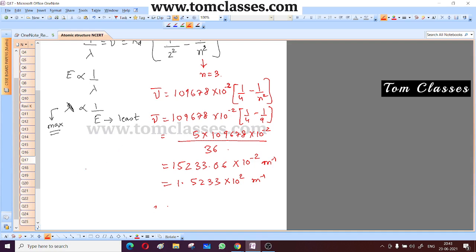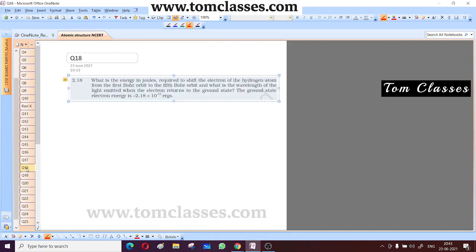Okay, then let's try to do the next question. So we'll move on to question number 18. Let's see this. What is the energy in joules? Right now he is asking for the energy in joules required to shift the electron of the hydrogen atom from the first Bohr orbit to the fifth Bohr orbit. And what is the wavelength of light emitted when the electron returns to the ground state?